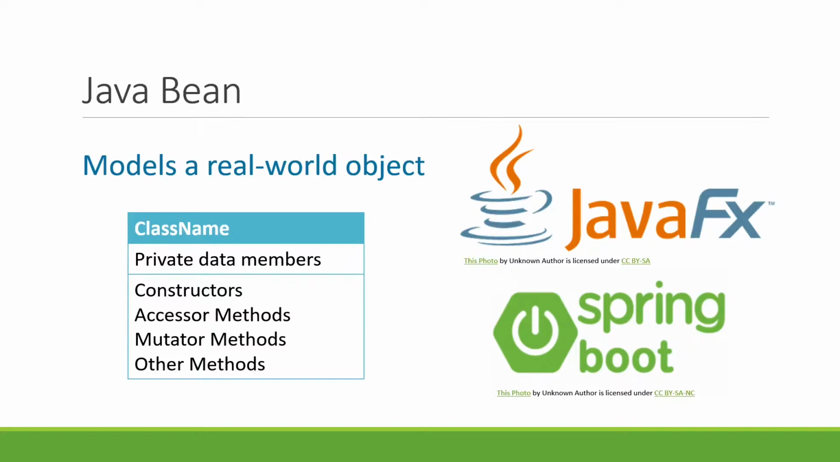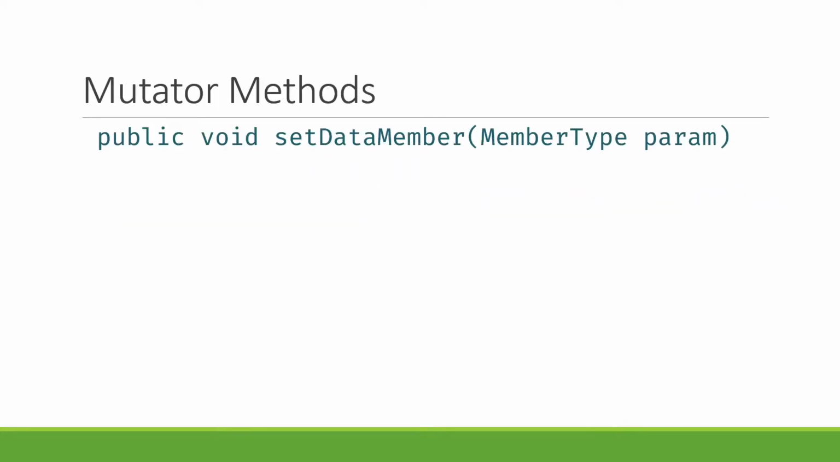If your classes don't follow this Java Bean standard, you won't be able to use them with JavaFX or Spring Boot unless you add a lot of extra code. Now let's do mutators first because they do require the most coding. A mutator method must be defined as follows.